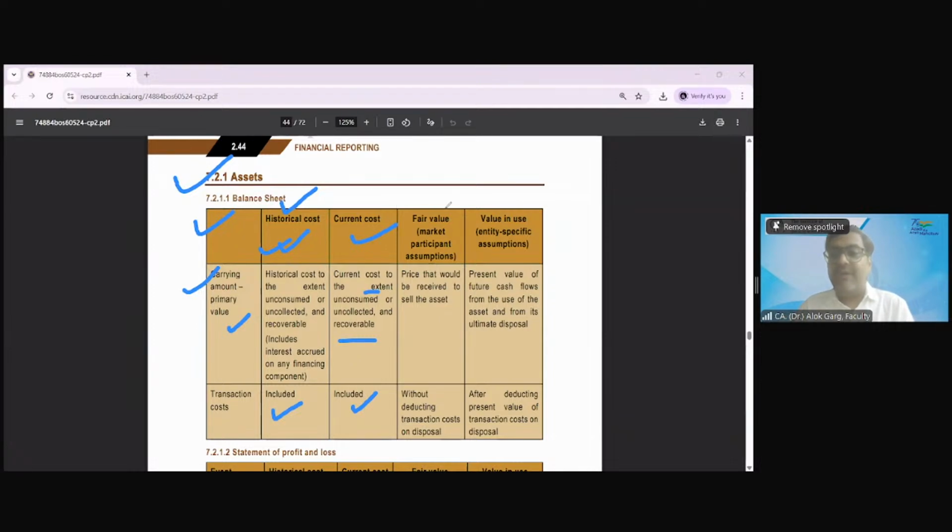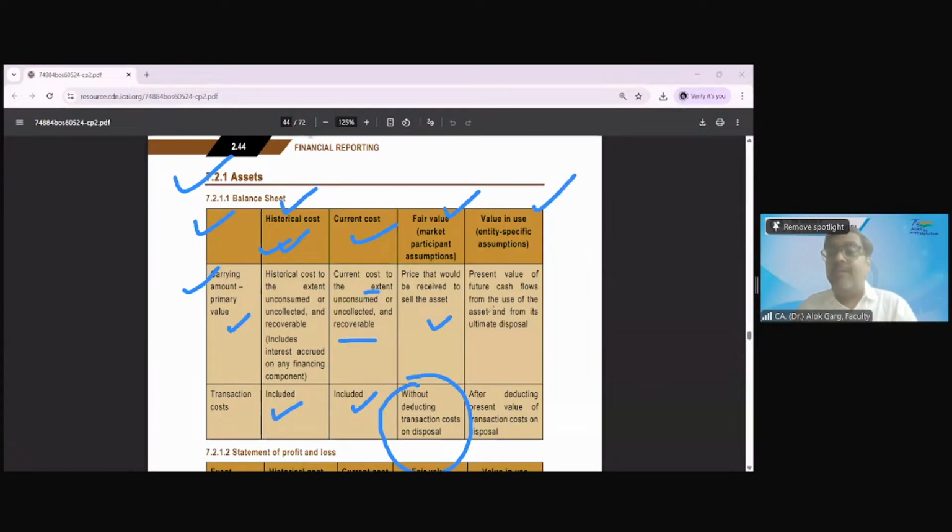Fair value means the price that would be received to sell the asset. If you are going into the market and you are selling your asset today, what is the price you will get? That is the fair value. And in fair value, you are not required to deduct the transaction cost. It is a market value.